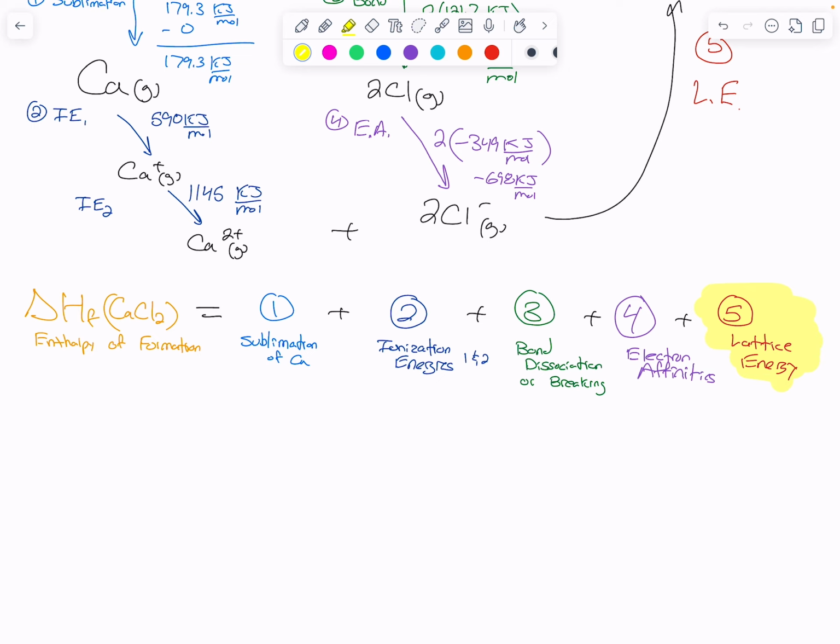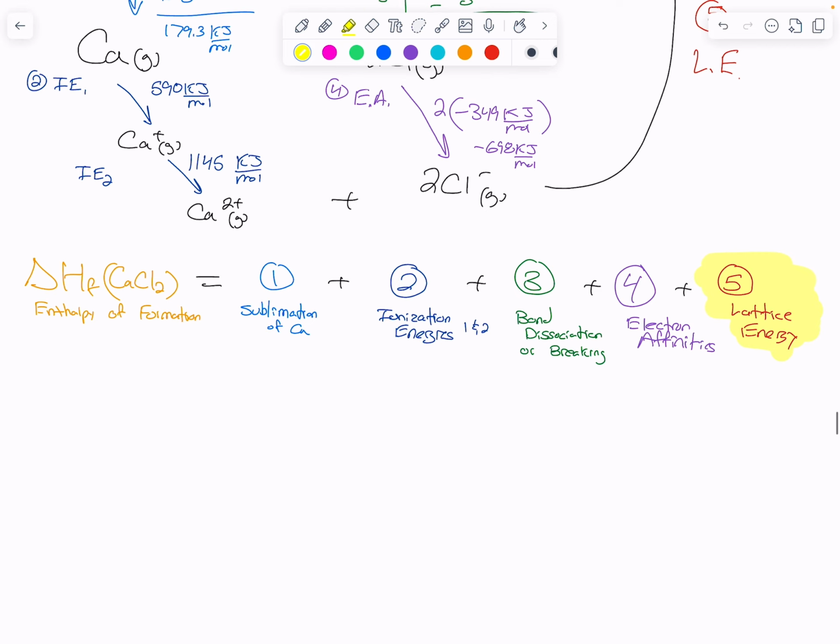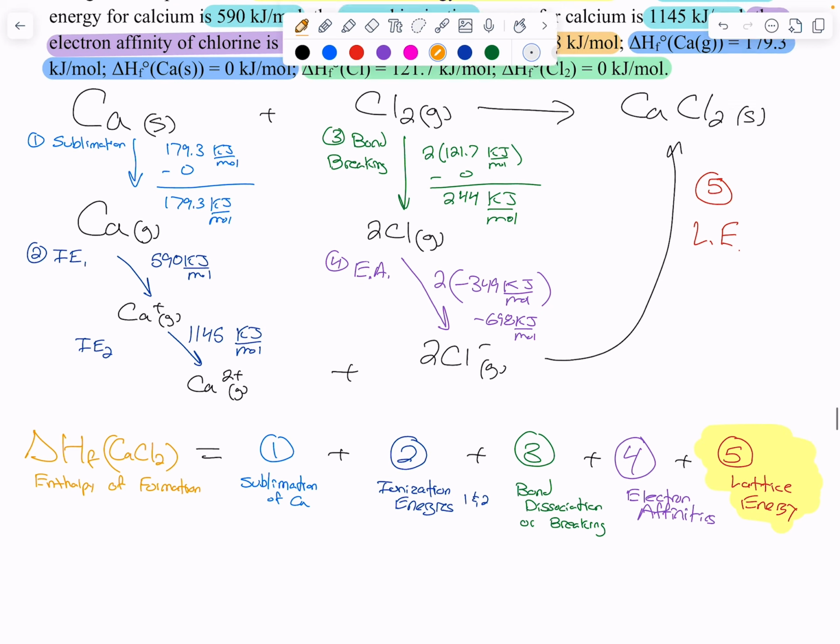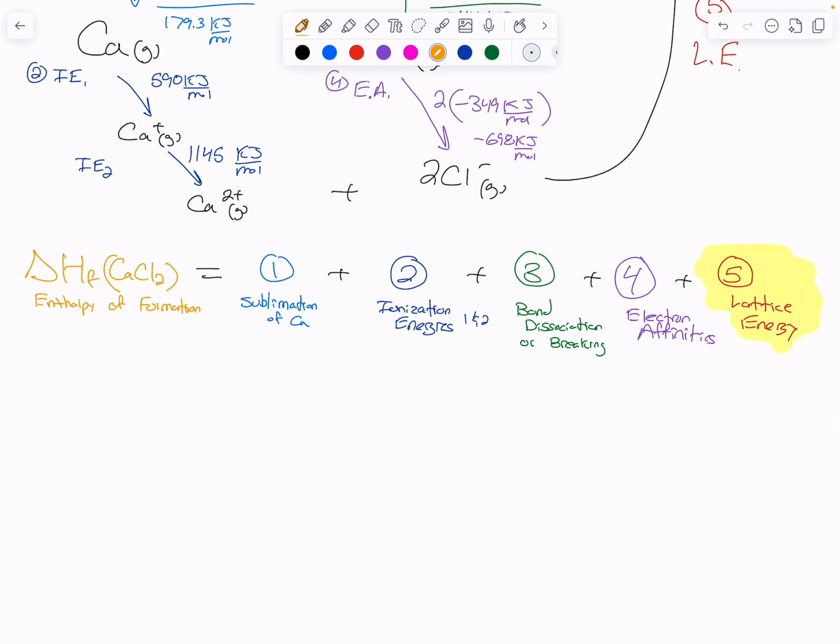And so I'm just going to leave it this way. You could move everything to the other side, 1, 2, 3, and 4 on the other side, and which we'll do. All right. We can do that. And so if we look at our math, we have negative 795.8 kilojoules per mole.